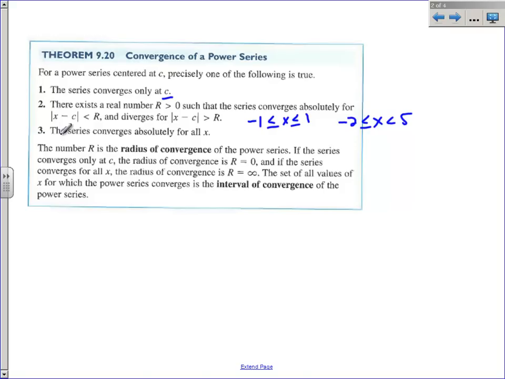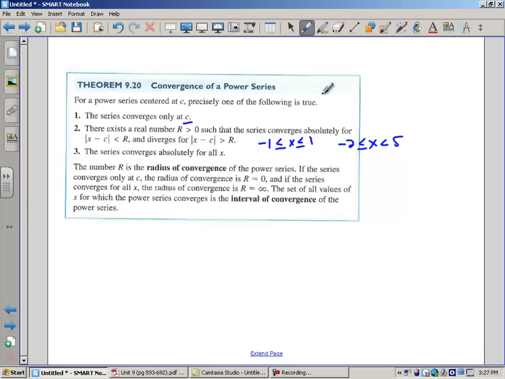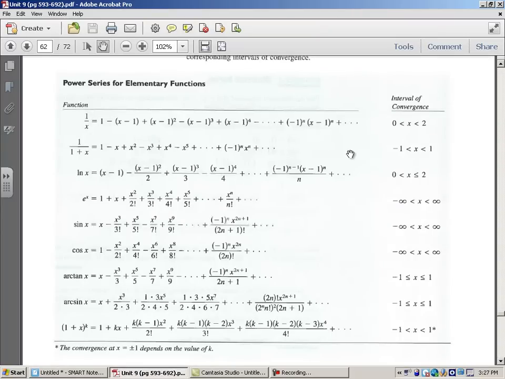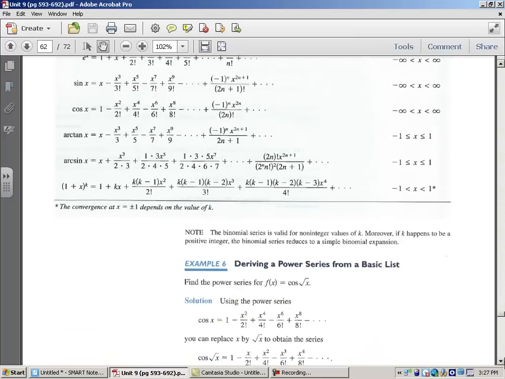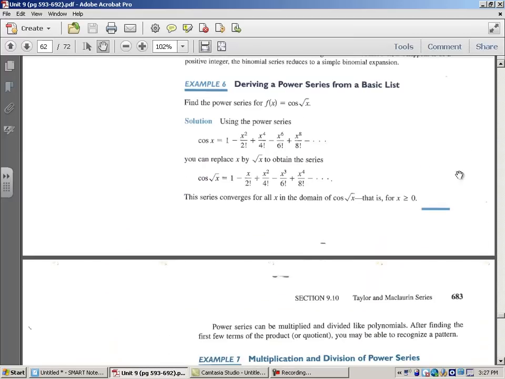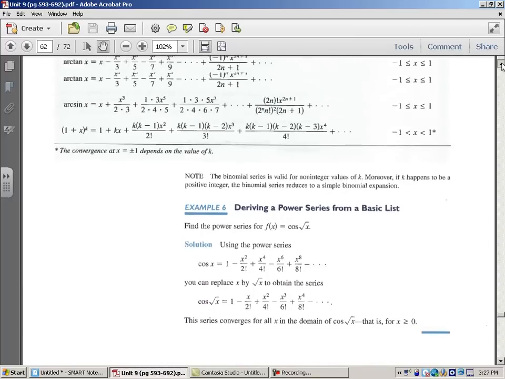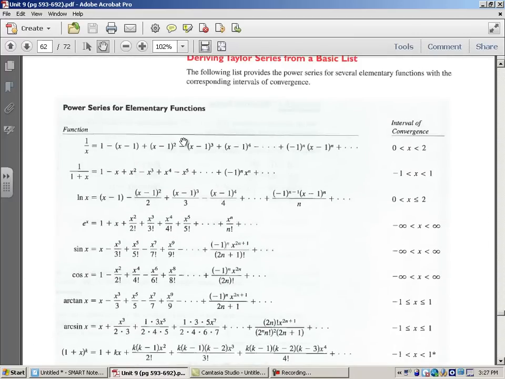So anyway, this is in your book, and I want to show you in your book. It's on the PDF file, page 682, I think it was. These are some power series we've been working with. Let's take e to the x, sine and cosine.